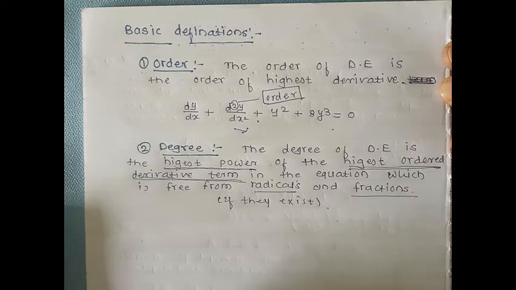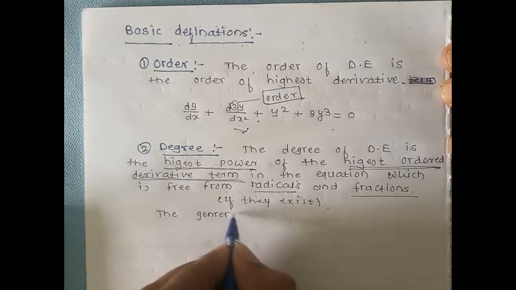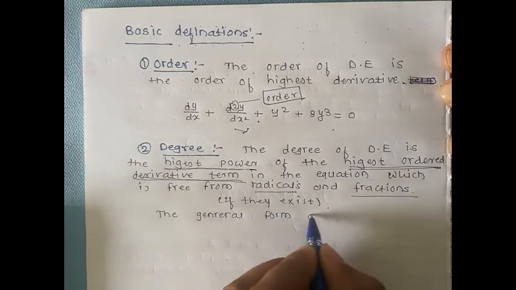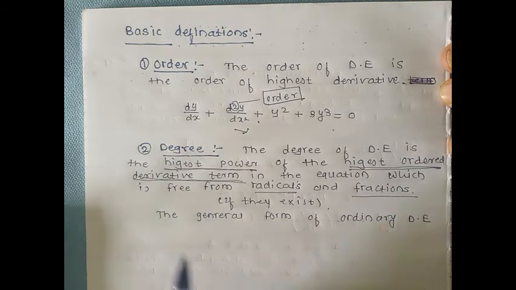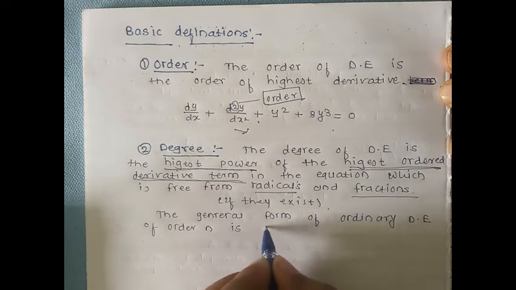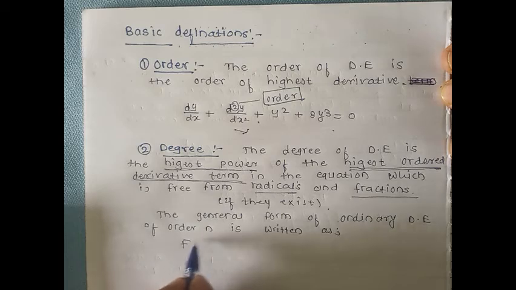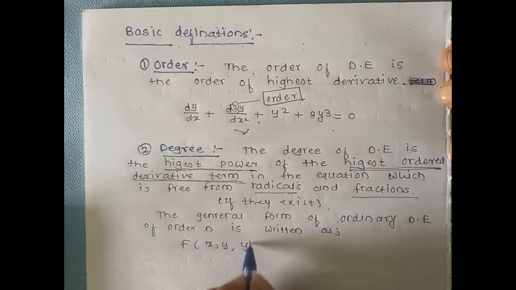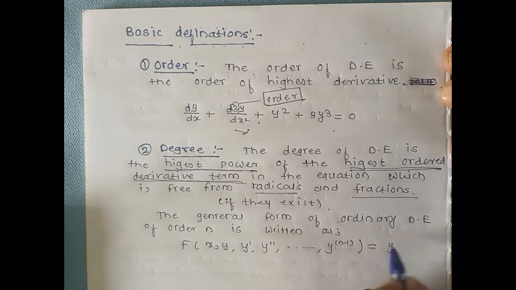So the general form of an ordinary differential equation of order n is written as f of x, y, y dash, y double dash, and so on up to the n minus 1th derivative of y, is equal to the nth derivative of y.